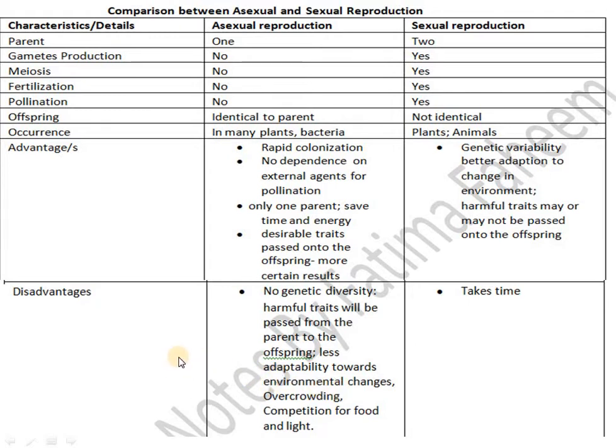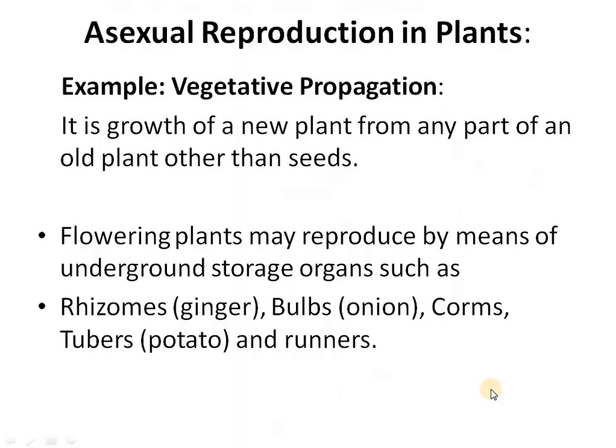In terms of disadvantages, asexual reproduction, since it shows no diversity or no genetic variability, the harmful traits will be passed from the parents to the offsprings. There would be less adaptability towards the environmental changes, and overcrowding will lead to competition for food and light. On the other side, sexual reproduction takes time, so it's taken as a disadvantage.